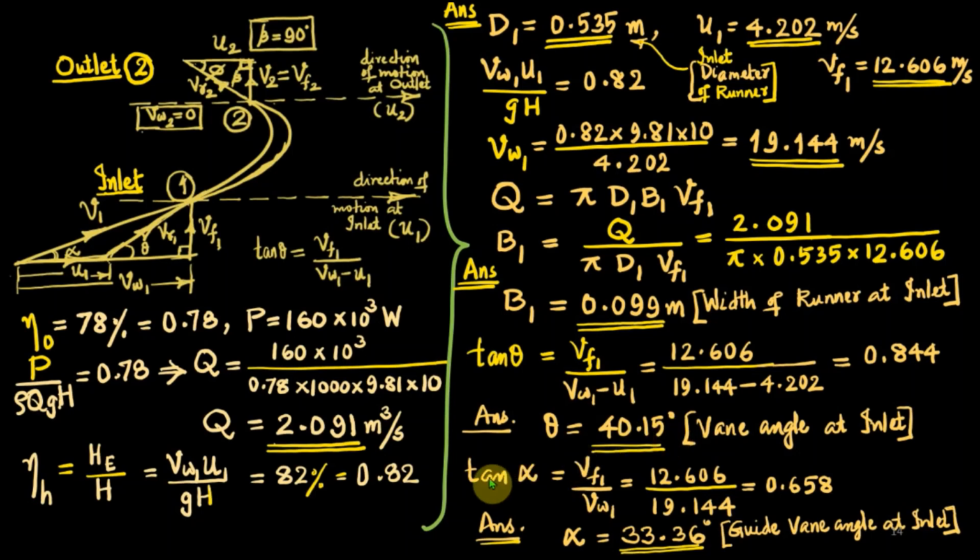Now we have to find out guide blade angle at inlet. That is the part of the question. So tan alpha, how do we find out tan alpha in this case? From the inlet velocity triangle, if you take tan alpha, opposite side is Vf1 and adjacent side is Vw1. So tan alpha is equal to Vf1 by Vw1, that is 12.606 divided by 19.144. That is equal to 0.658, that is tan alpha, and alpha is equal to tan inverse of that. So you'll get alpha is 33.36 degrees. That is the guide blade or guide vane angle at inlet.